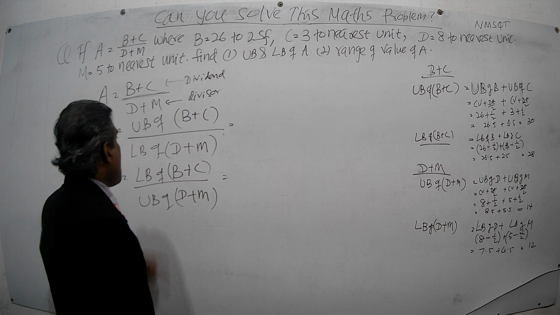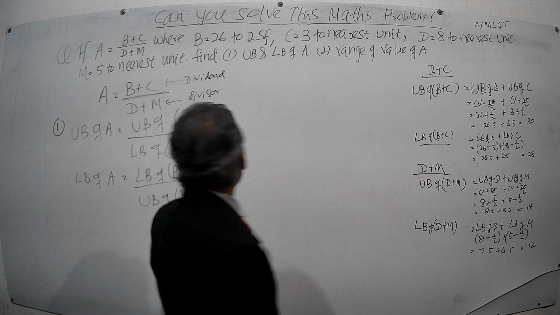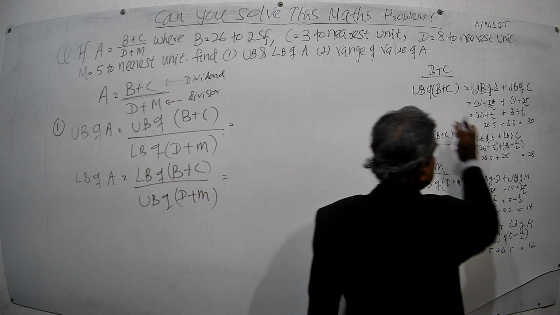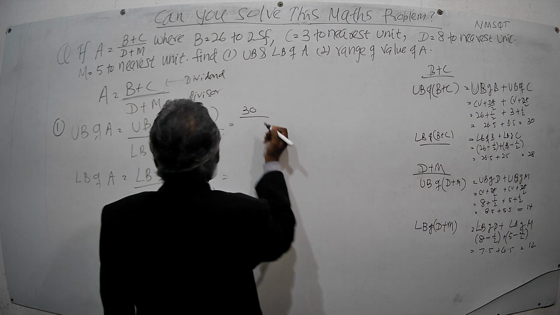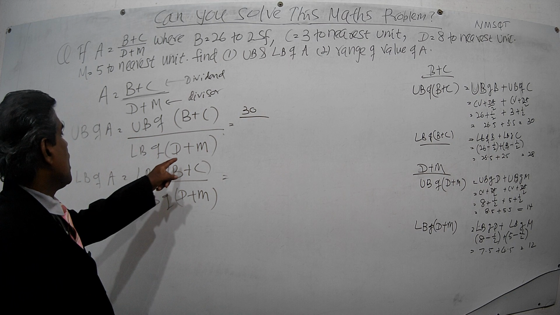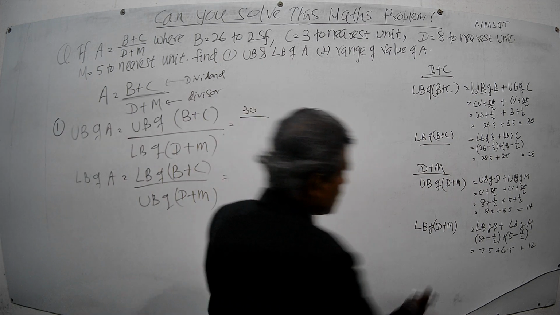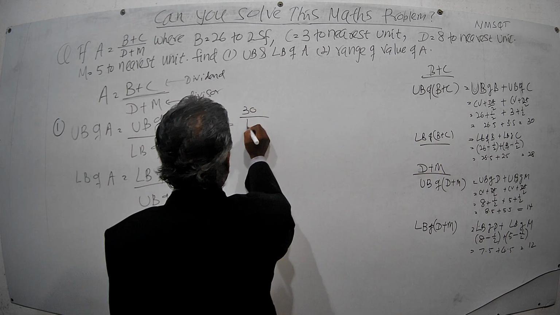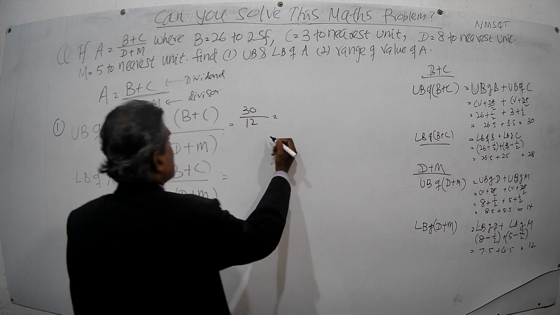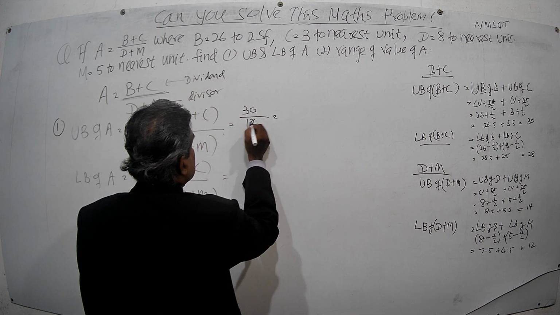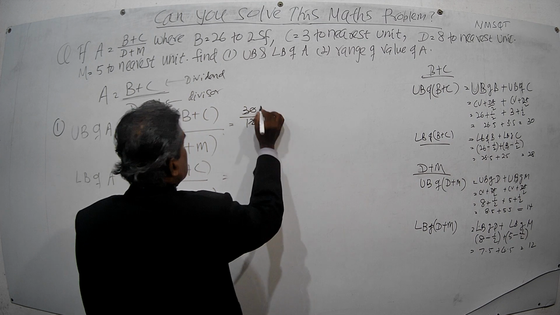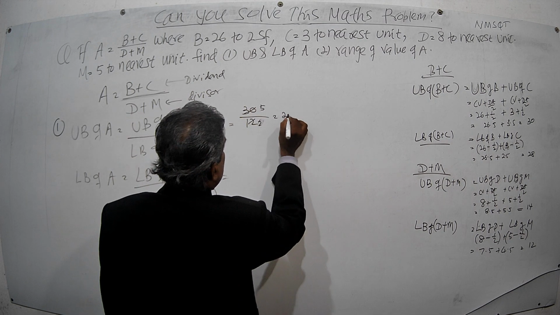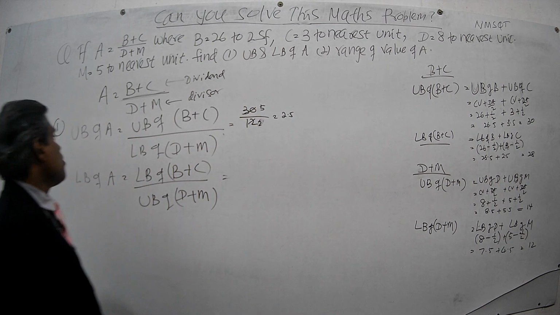Now write the upper bound of A: we can substitute the upper bound of B plus C. Upper bound of B plus C is 30. Then divided by the lower bound of D plus M. Lower bound of D plus M is 12. All right. This can be very clearly cancelled. You can divide this by 6. 6 times 1, so 6 times 2, 6 times 5. 2 divided by 5 means 2.5. Okay. That is the upper bound of it.